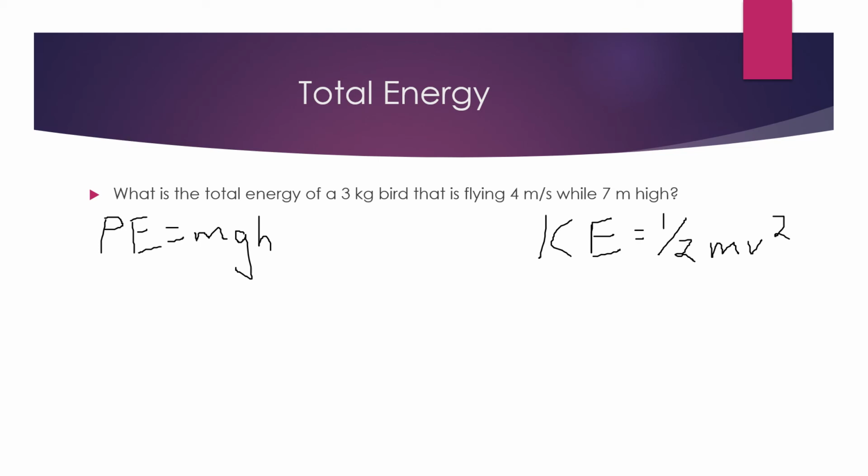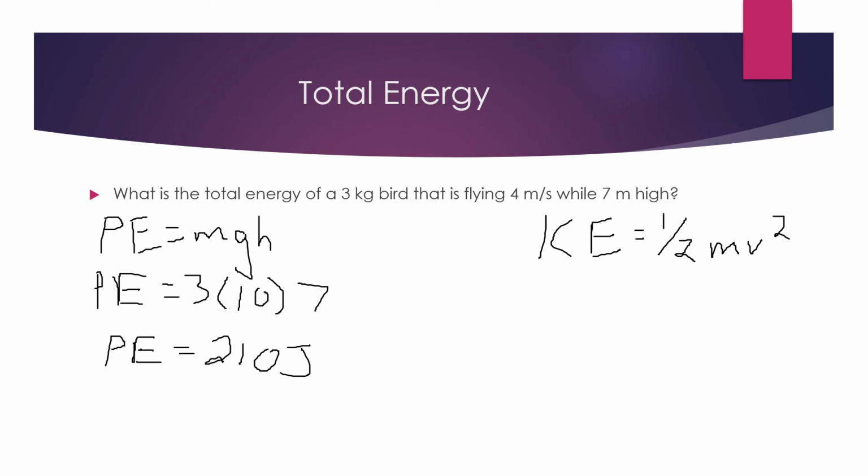We're going to solve for the potential, we're going to solve for the kinetic, and we're just going to add them. Okay, so PE equals the mass is 3, gravity is 10, the height is 7. That's it. Okay, I just multiply these together. My potential energy is 210 joules. Simple.